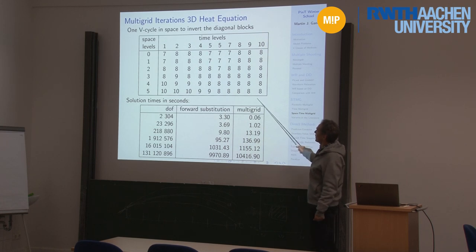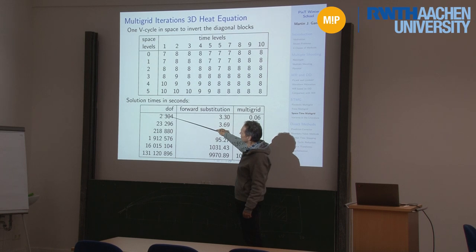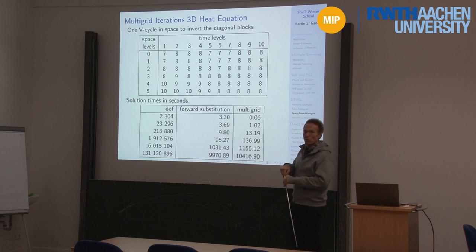And here is a solution time in seconds for a problem which becomes larger and larger, 2,000 unknowns, 23,000 unknowns, up to 131 million unknowns. And here is the solution time in forward substitution. That's the normal solve. So you just go one step after the other.